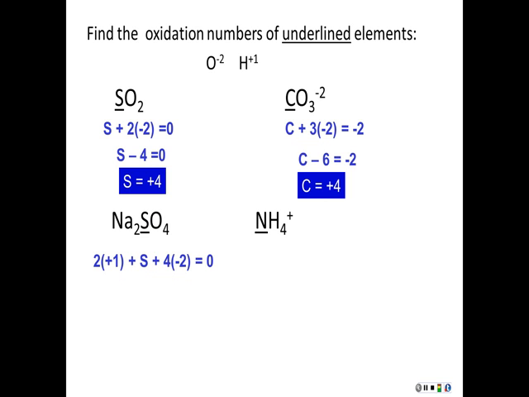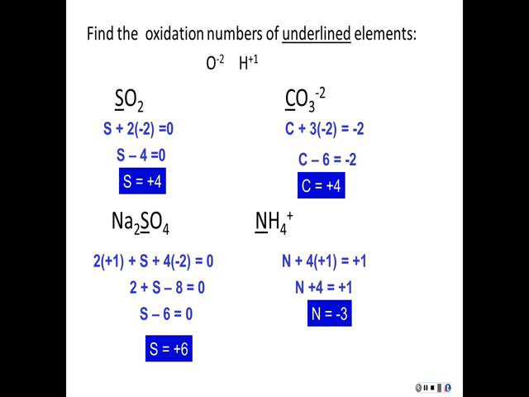And then we have the sulfur down here in sodium sulfate. Now sodium can only be positive 1. There's 2 of those. And we just kind of work it out. What's the sulfur going to be? And finally, we get sulfur being positive 6. And then we have what's the nitrogen in the ammonium ion. Same thing, N plus 4 times plus 1 equals plus 1. And we're going to wind up with N being -3.